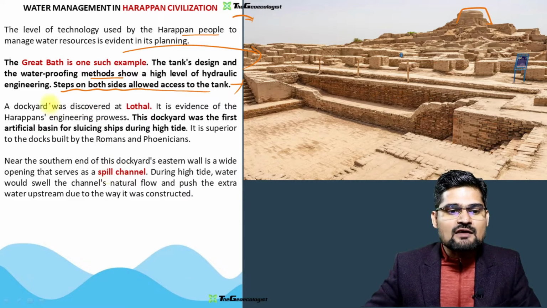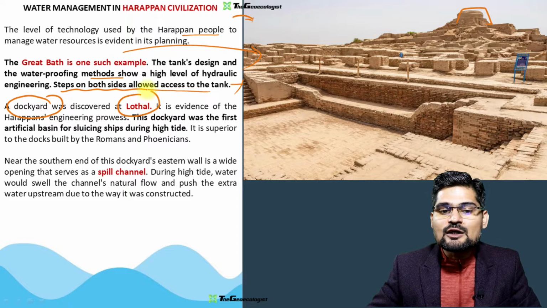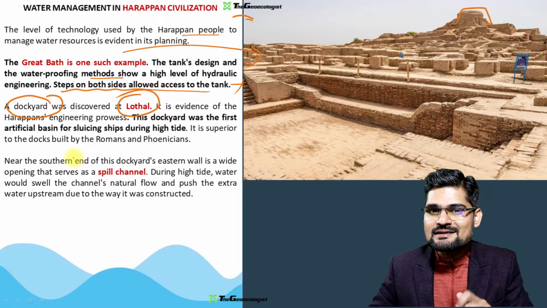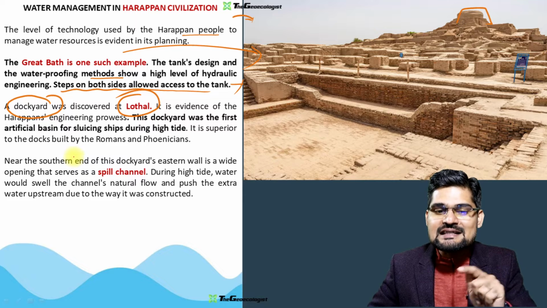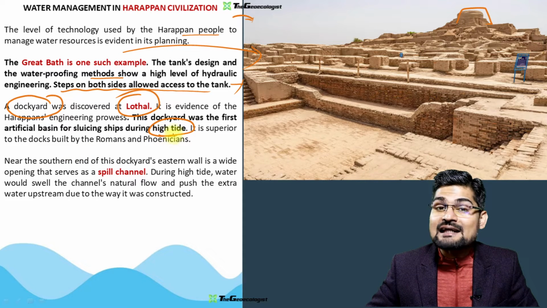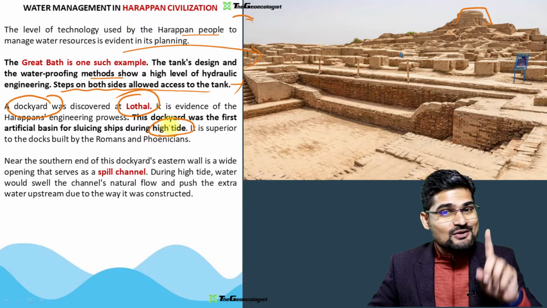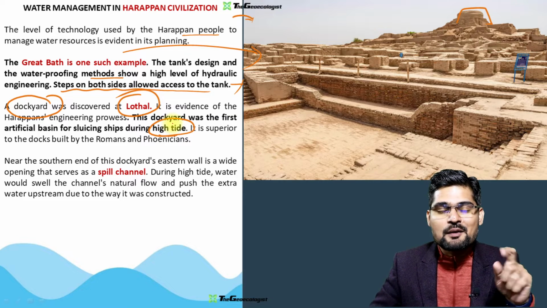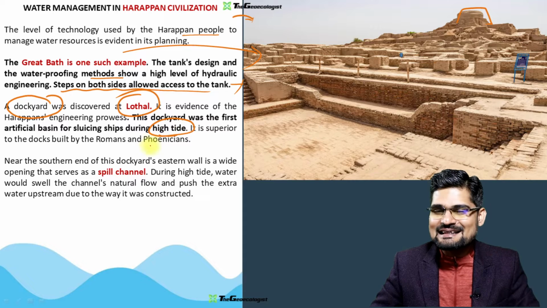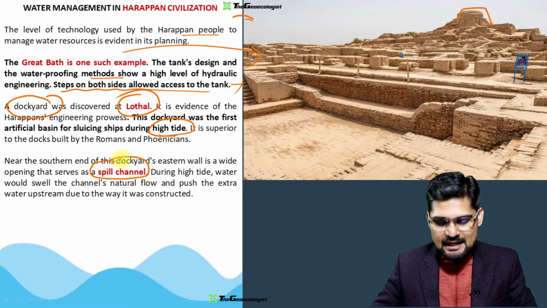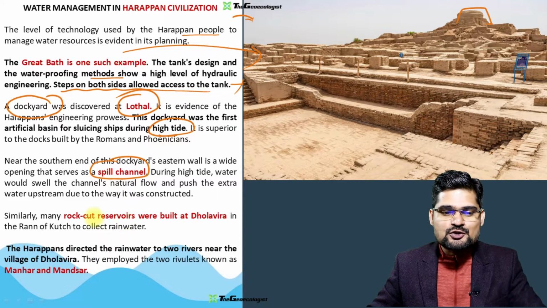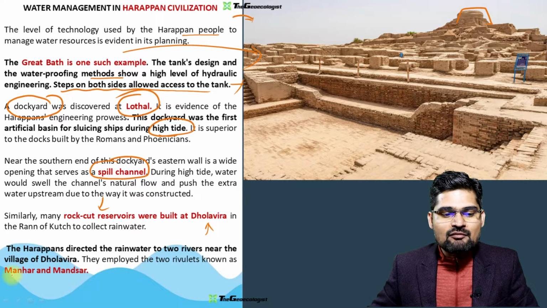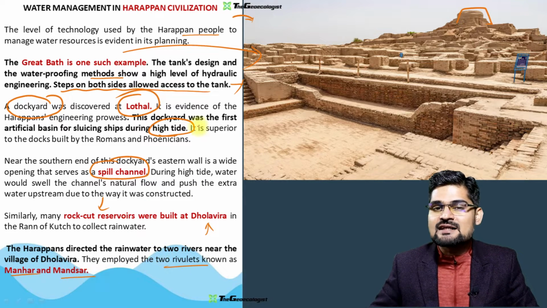Then if you observe, a dockyard was discovered at Lothal. Remember, dockyard means ship industry, travel, trade, all those things, and the understanding of tide alongside it, right? So not just the groundwater understanding, flow of river understanding, but also the oceanography understanding, isn't it? And you see the spill channel, as we can see in the image that I'll show you just now. So rock cut reservoirs built in Dholavira, and you have Manhar and Mansar, these two rivulets which are there.